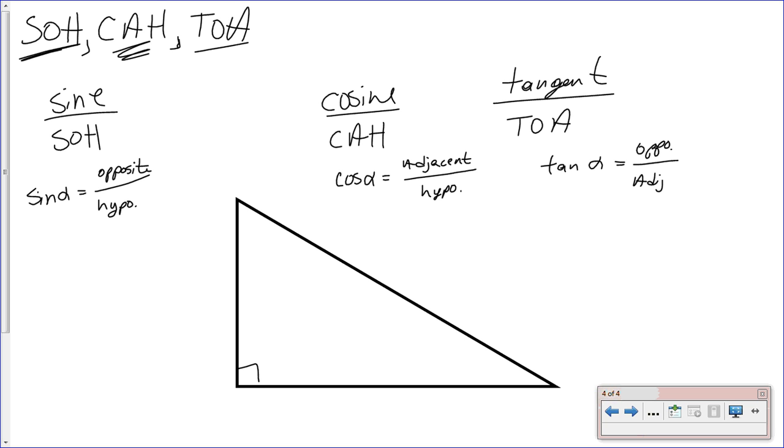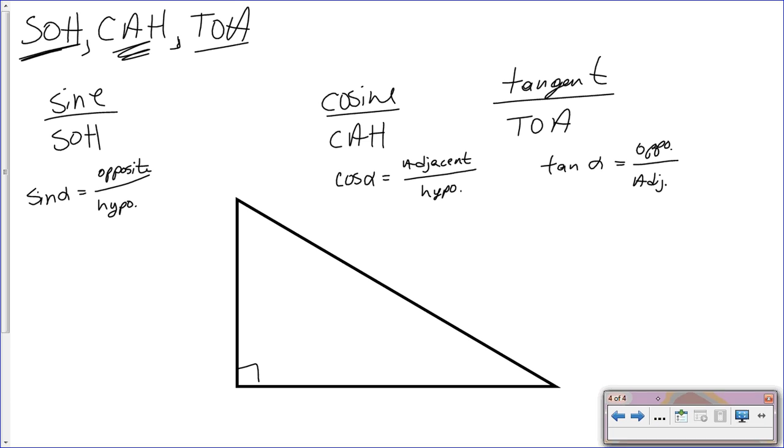Hopefully you remember this from geometry. Now, opposite and adjacent are all based on the angle that you are using to solve your problem. The hypotenuse will always, always, always be the side opposite the 90-degree angle. So this is always going to be your hypotenuse.